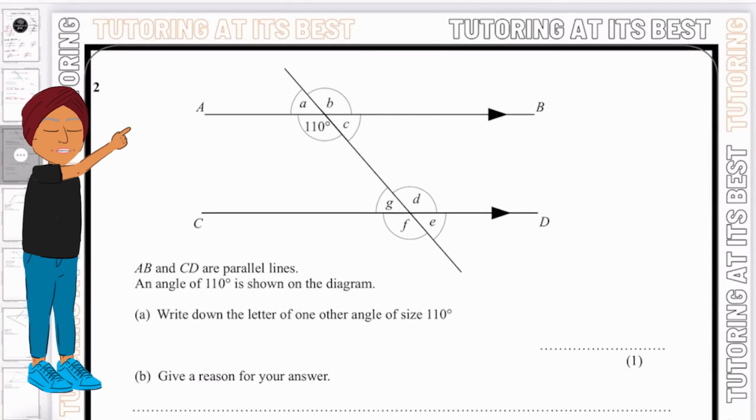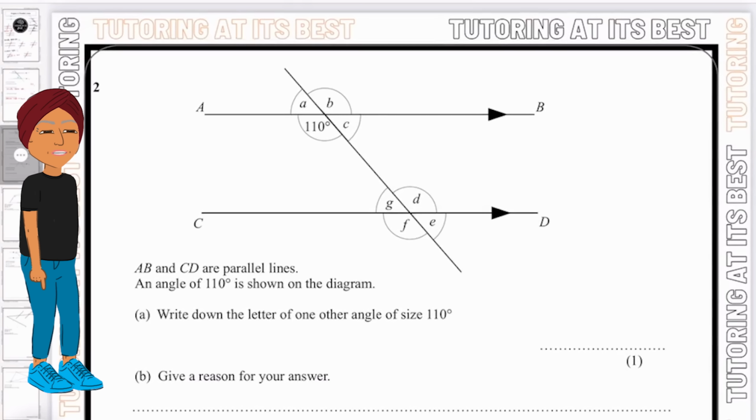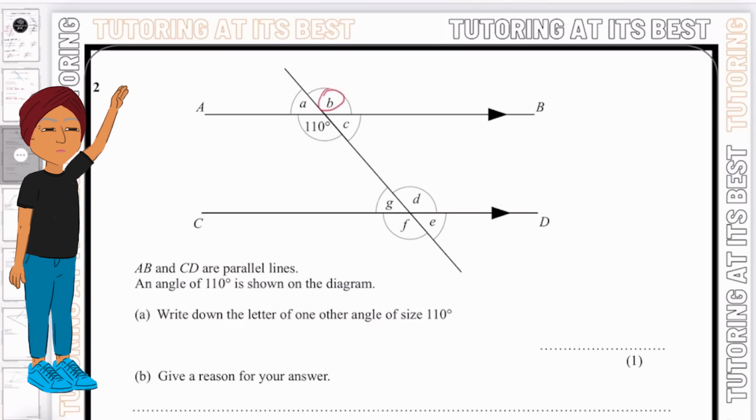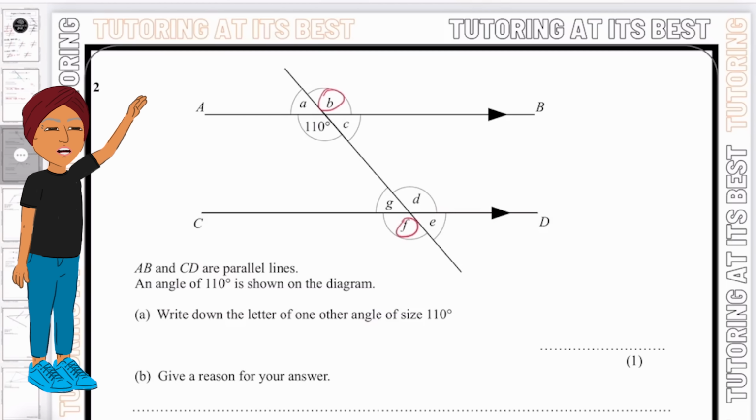Question 2. So now AB and CD are parallel lines, and an angle of 110 degrees is shown on the diagram. So write down the letter of one other angle of size 110 degrees. So now we could simply go ahead with B, because that is vertically opposite. Or alternatively, we can go with F.